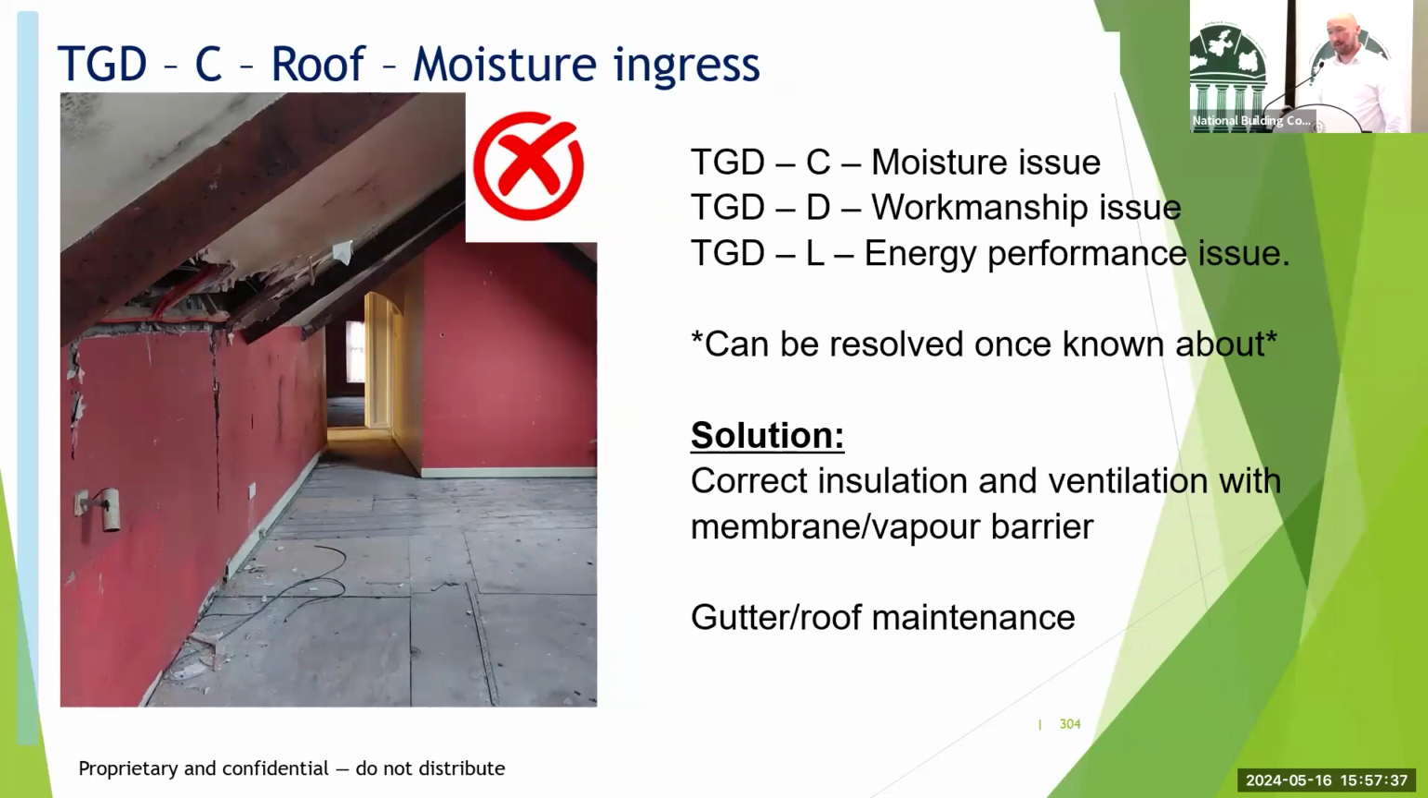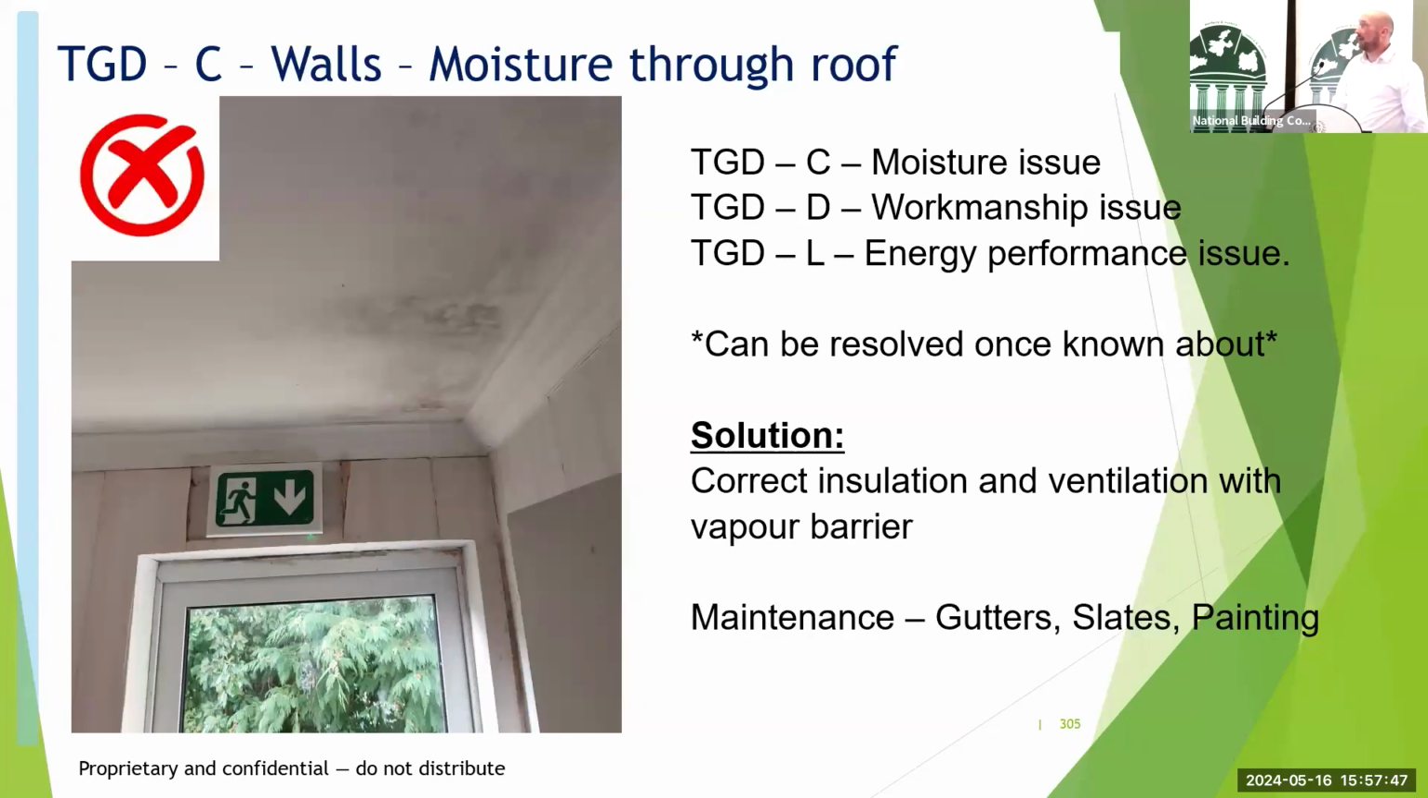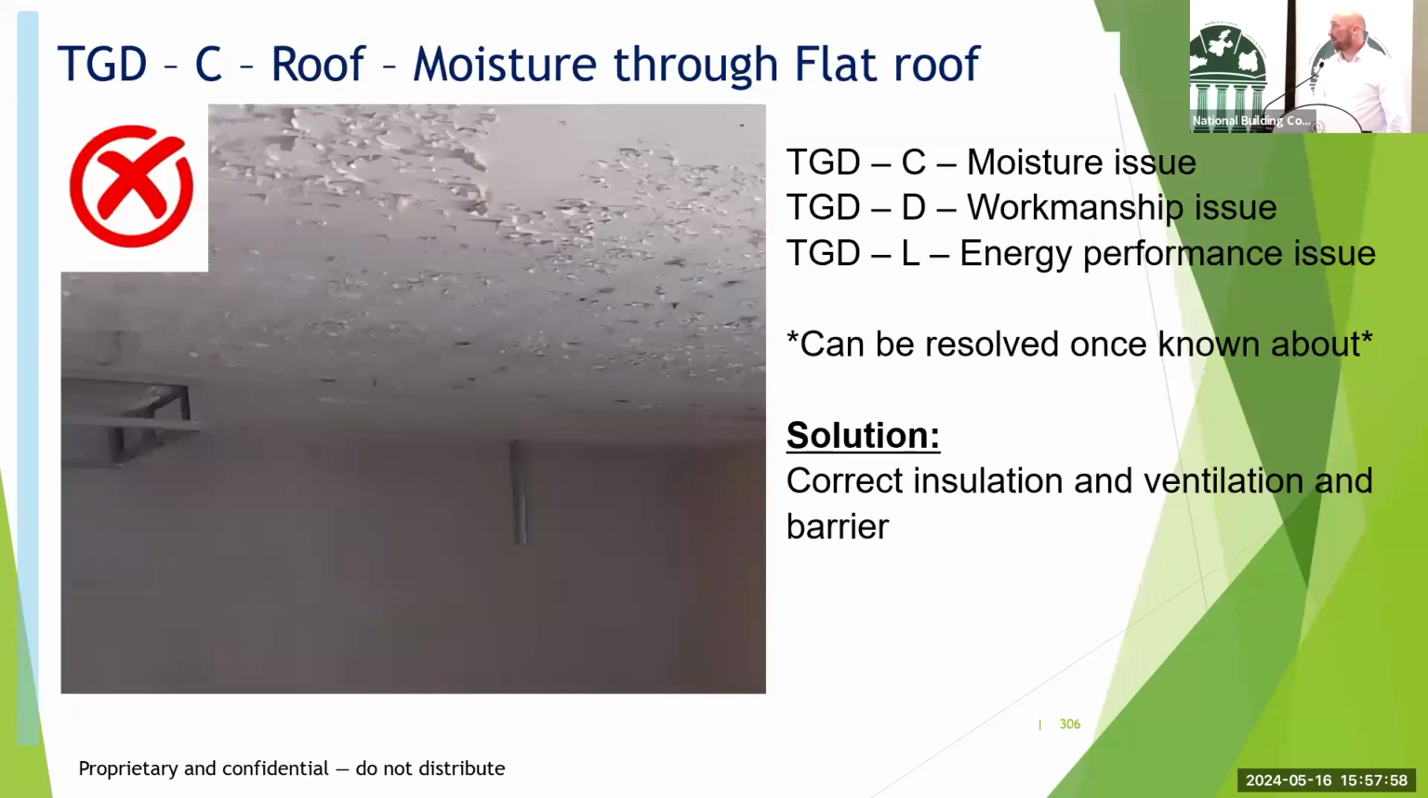Maintenance been mentioned. Guys finish their buildings and they walk away. Buildings need to be maintained, need to be painted. The gutters need to be cleaned, and all that good stuff to make sure your building lasts. Again, another one of moisture ingress through a flat roof, and actually there's some peeling here of some of the plasterboard. Again, insulation, vapor barrier, maintenance, painting.